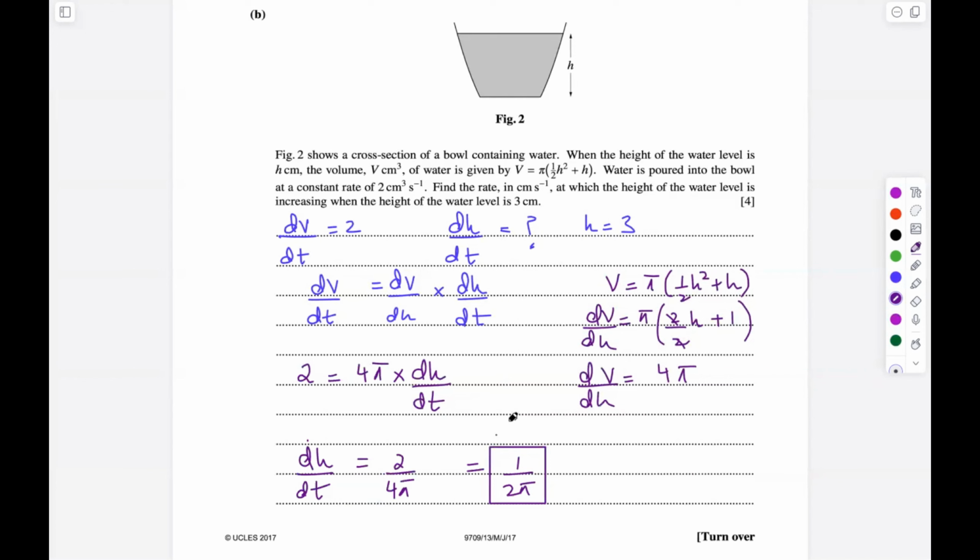We can leave this answer as it is or give it in a decimal form. Either way, it will be marked correct.